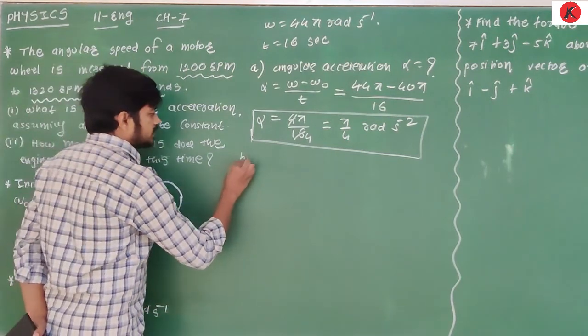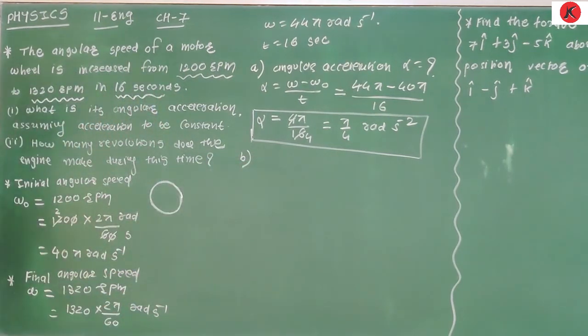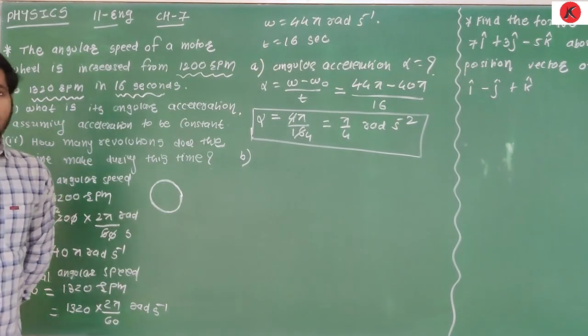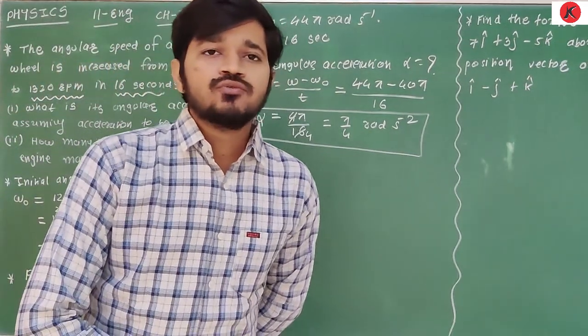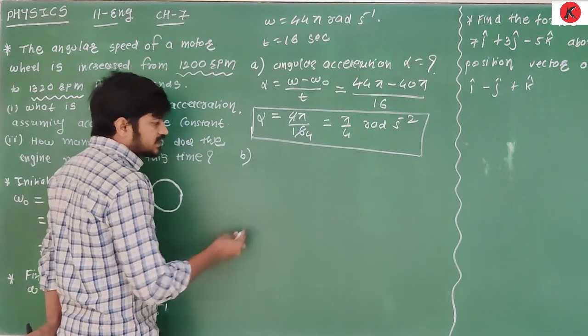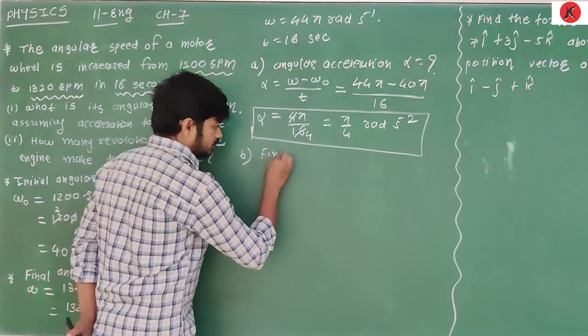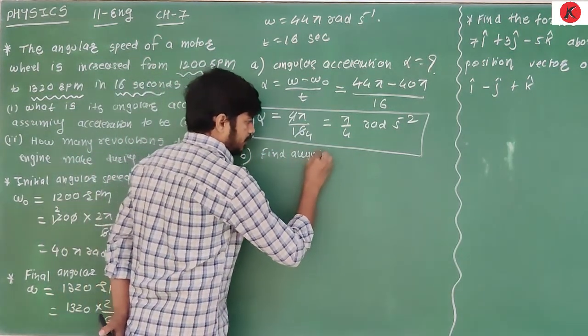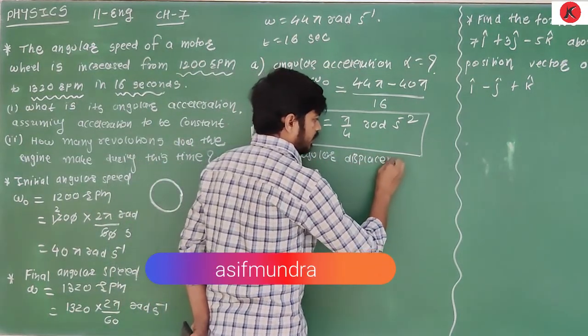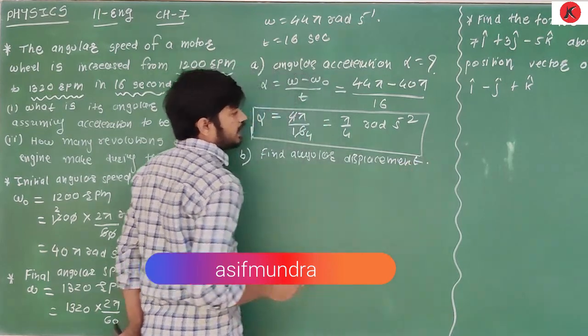Now, how to find the second question? How many revolutions does the engine make during this time? To find the number of revolutions, first of all you have to find the angular displacement, that is theta. Find the angular displacement theta.